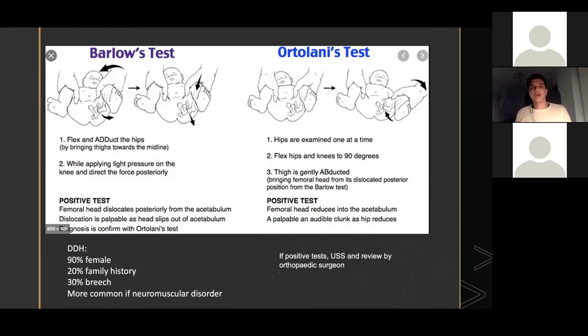I'm not sure why that time frame is. I wouldn't worry too much about that. I'm sure the guidelines are different everywhere, to be honest. They do need an ultrasound. I'm not sure how long.